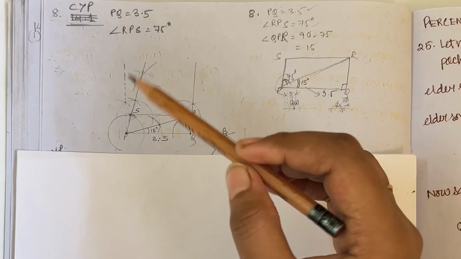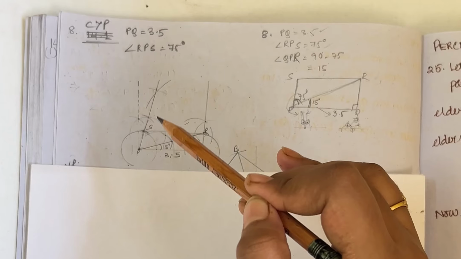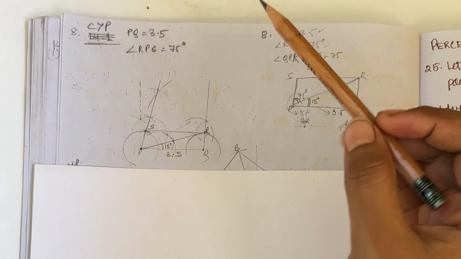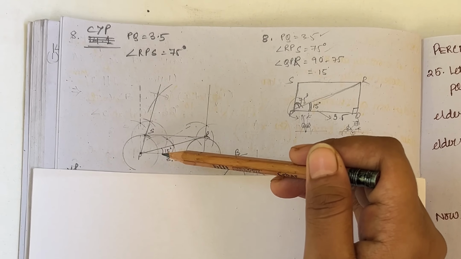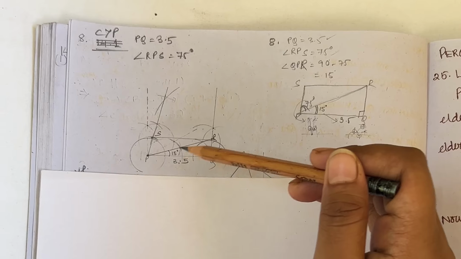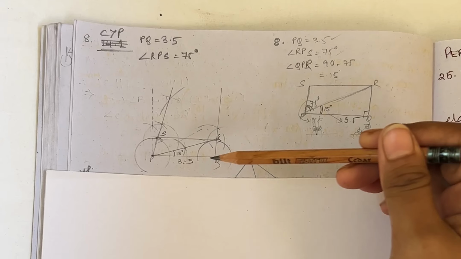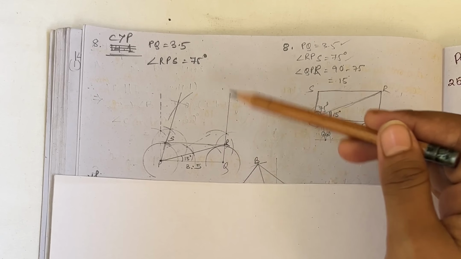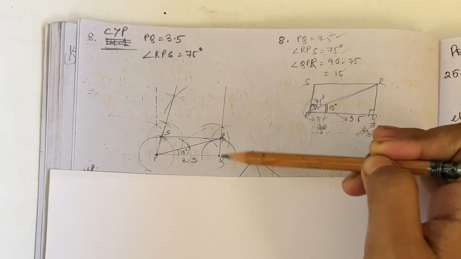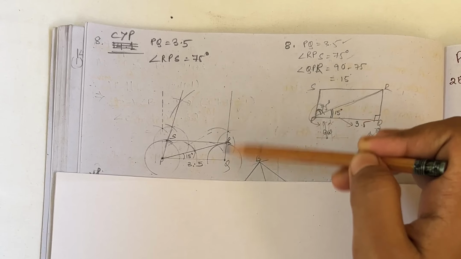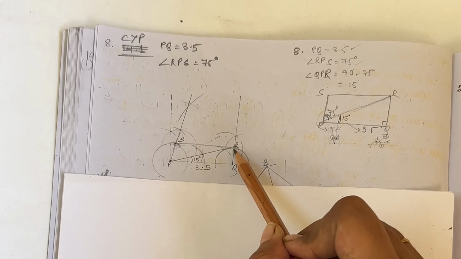PQ is 3.5, and at P we are going to make a 75 degree angle first, then extend the line. After constructing 75 degree, we are going to construct 15 degree on it. We are not going to draw the line here now. After that, we are going to construct a 90 degree at Q and extend the line. When we construct the 90 degree line here, we extend the line from the 15 degree here. Where the point meets, it becomes R.